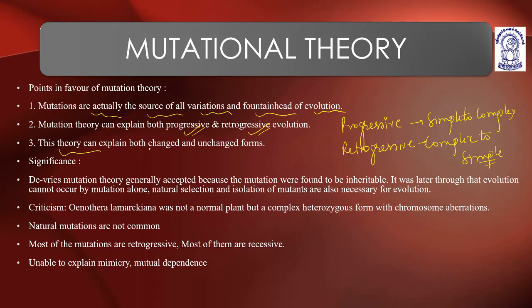This theory can explain both changed and unchanged forms, whether the form is changed or the form is unchanged. This mutation theory was the only theory which was able to explain whether it is a changed form, meaning a mutant, or the normal form. Significance. Hugo de Vries' mutational theory was generally accepted because the mutations were found to be inheritable. That's a very important point. It was later thought that evolution cannot occur by mutation alone. Natural selection and reproductive isolation of mutants are also necessary for evolution. So all the three factors, the cumulative effect is seen.